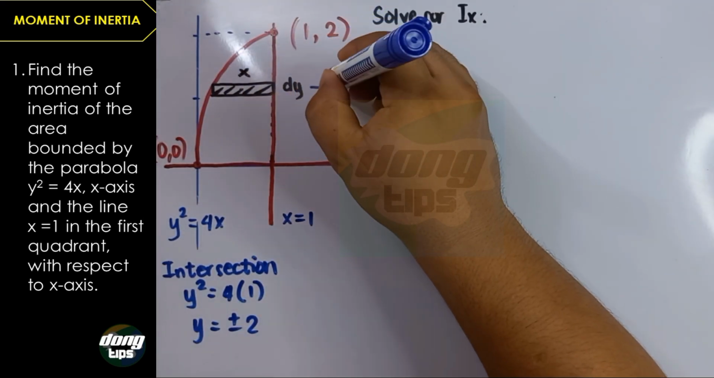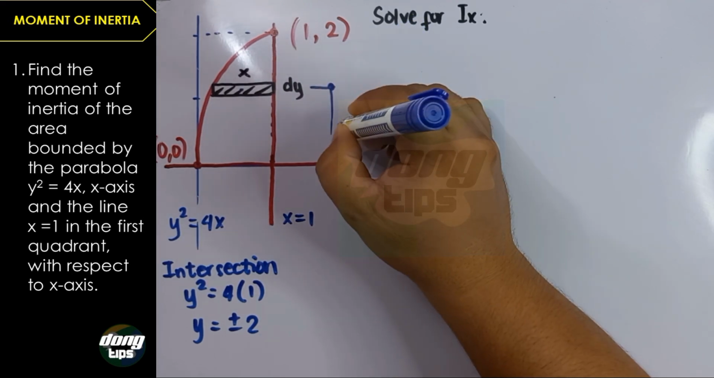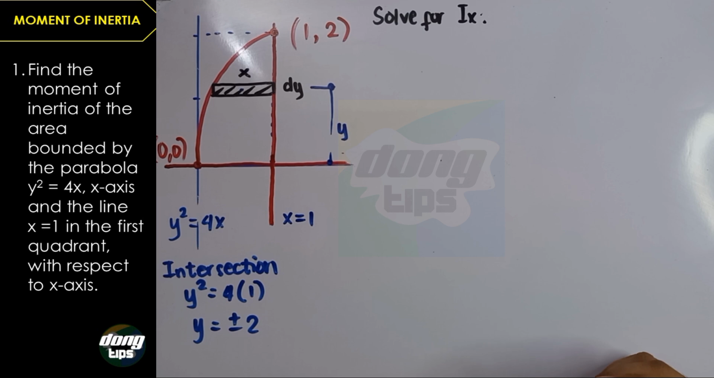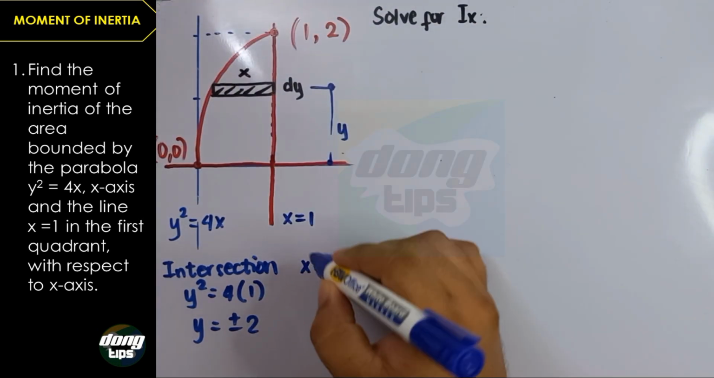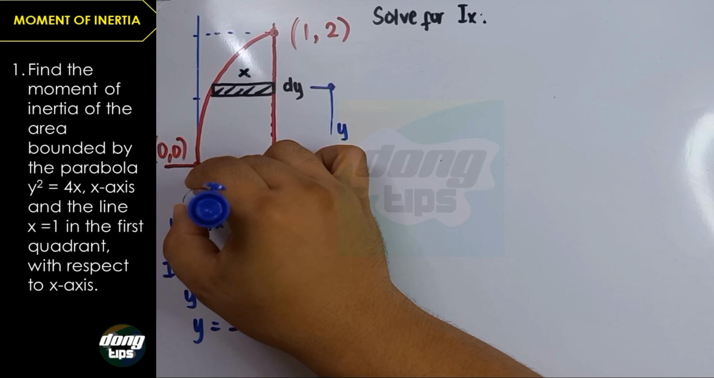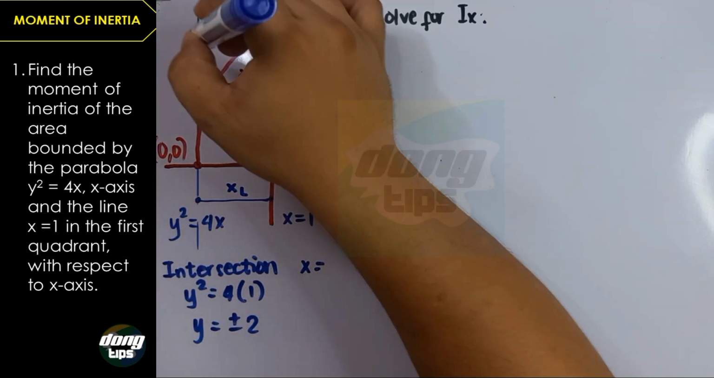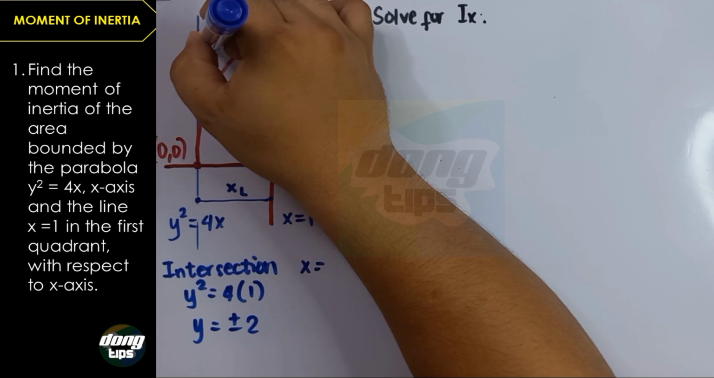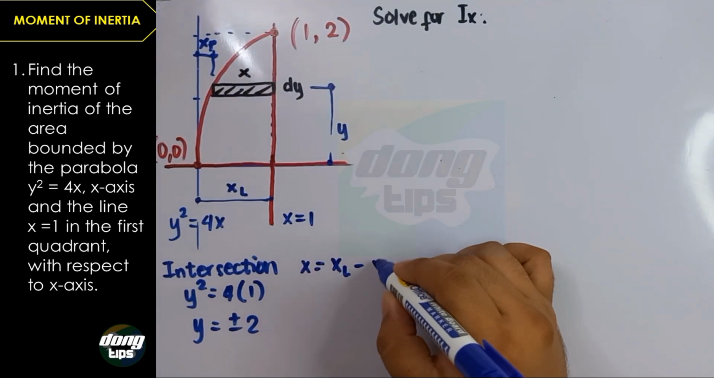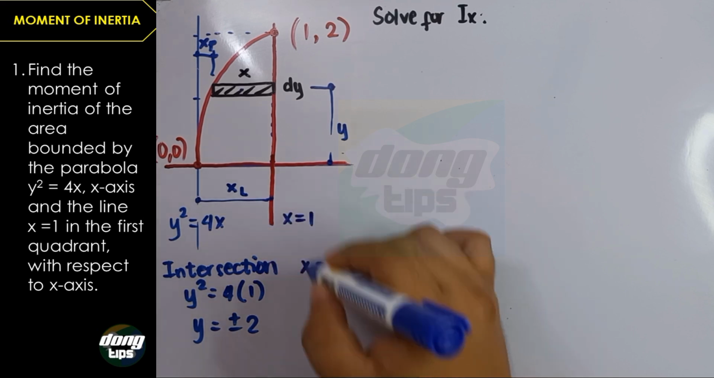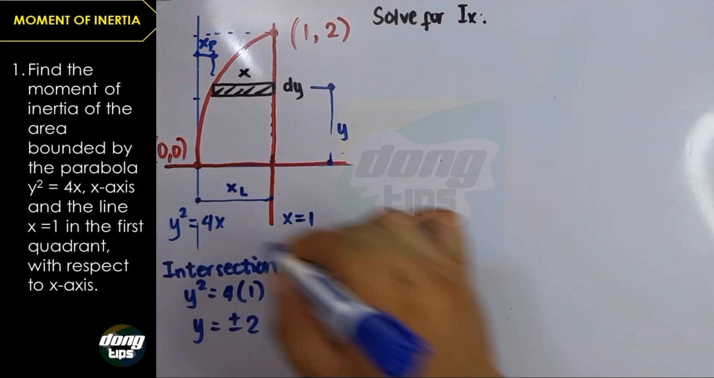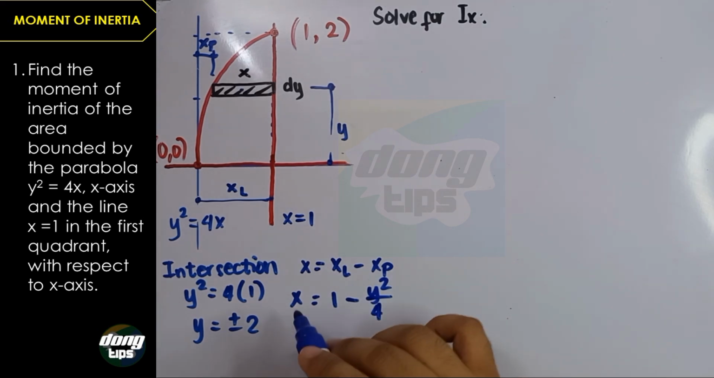Now, draw the distance of the center of the strip from the required axis that will serve as the moment arm. Solve for the value of x in terms of y from the figure, that is x of line minus x of parabola. x is equal to 1 minus y squared over 4.